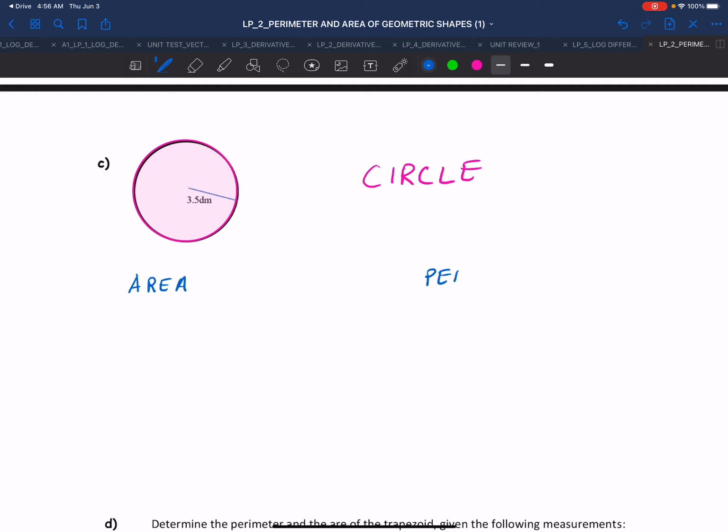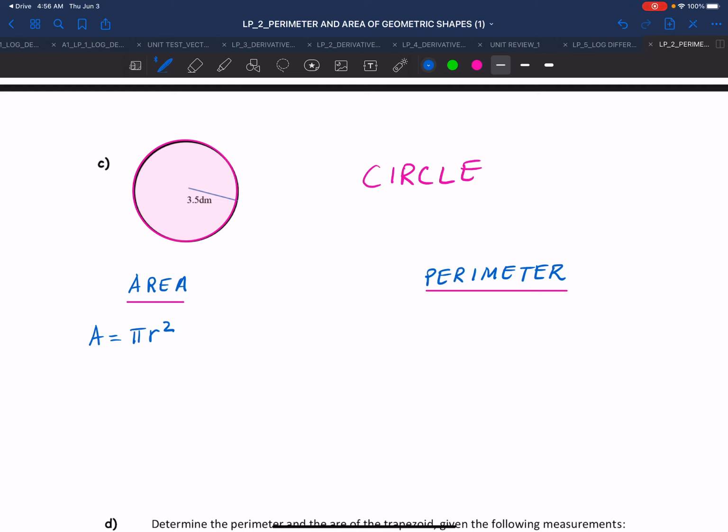Try to memorize the formulas. With practice, they will come easier to you, but it's always good to memorize. True that we can always refer to the notes or the book, but forcing our brain to memorize things is a very good drill for it. So the area of a circle is pi r squared.